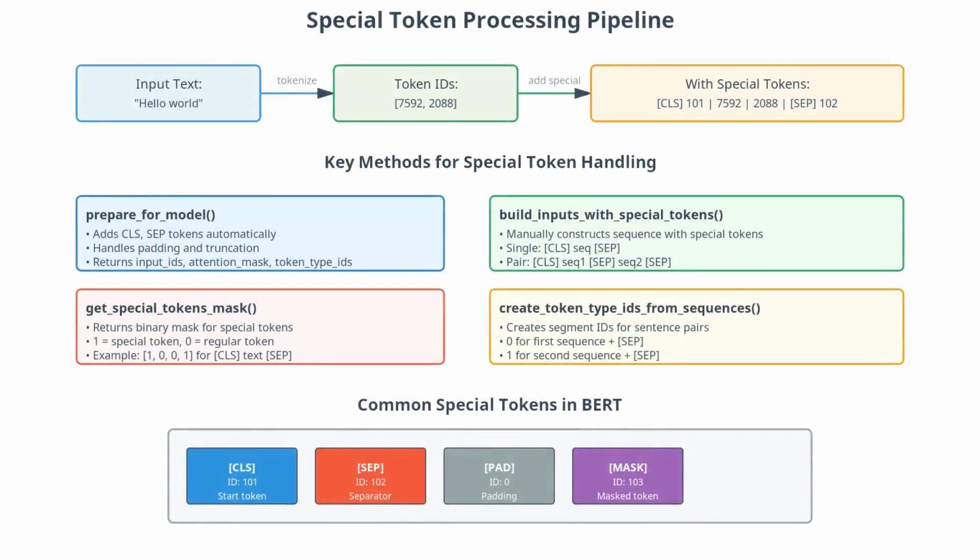Let's look at this special token processing architecture diagram. This shows us the complete flow of how text gets transformed into model-ready inputs. Notice how raw text comes in on the left, goes through tokenization where special tokens like CLS and SEP get added, then gets converted to token IDs, and finally we generate the attention masks and token type IDs. This entire pipeline is what prepares our text for the transformer model.